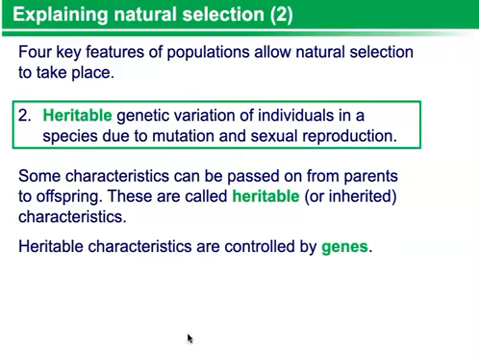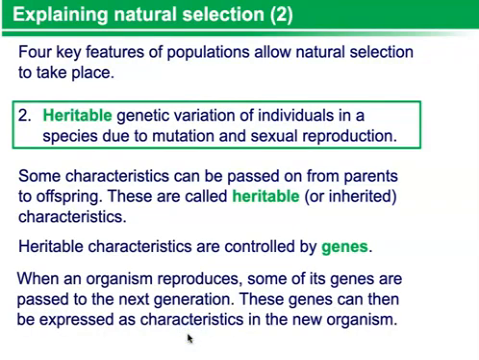Heritable characteristics are controlled by genes. When an organism reproduces, some of its genes are passed on to the next generation. These genes can then be expressed as characteristics in the new organism. Sometimes mutations take place in the transference of genes from one generation to the next. These mutations lead to slight variations within the offspring.